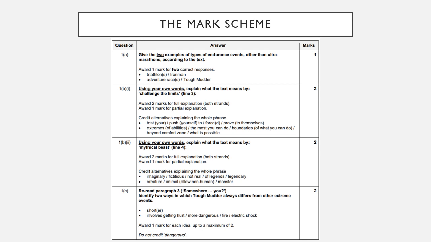Okay, the next one, again, is one where you've got to use your own words. So can you see, if you'd used the word challenge in that previous question, you wouldn't get the mark. You've got to think of another way of saying challenge and another way of talking about the limits, and then you get the marks, yeah? So it's actually quite straightforward.